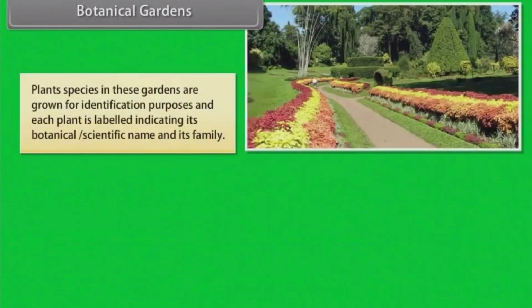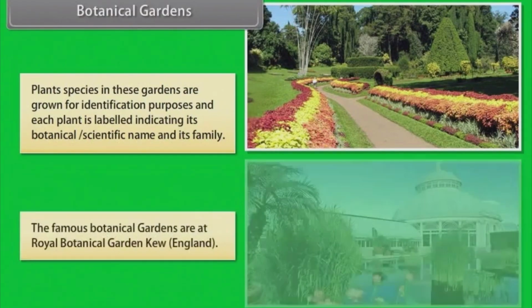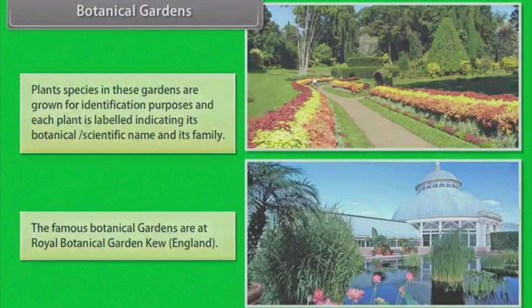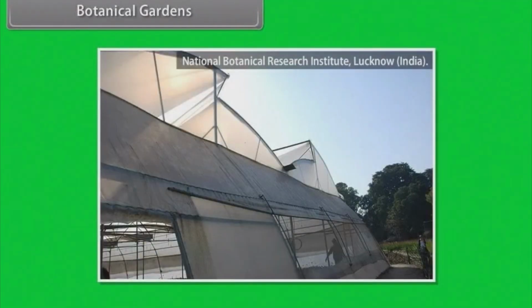Plant species in these gardens are grown for identification purposes, and each plant is labeled indicating its botanical scientific name and its family. The famous botanical gardens are at Royal Botanical Garden, Kew, England, and the famous Indian Botanical Research Institute, Lucknow, India.